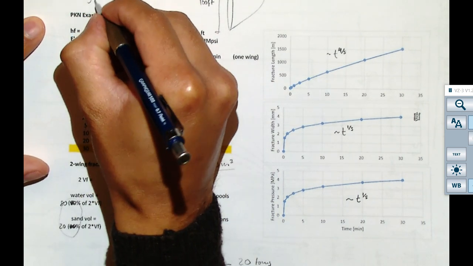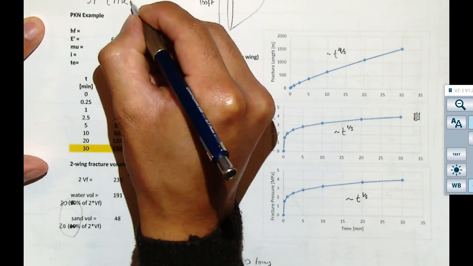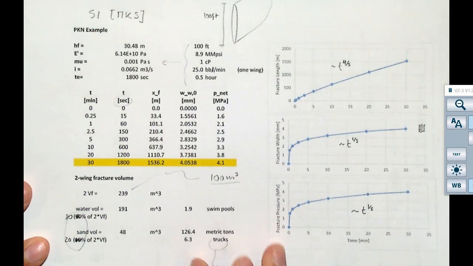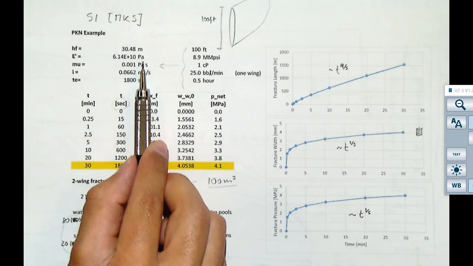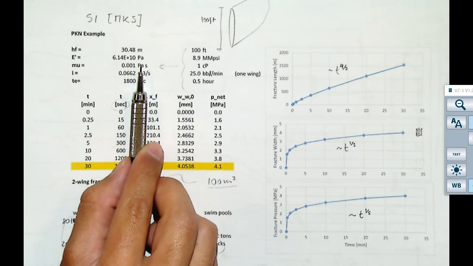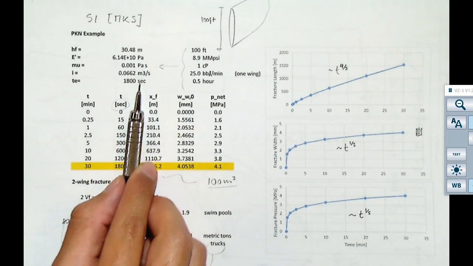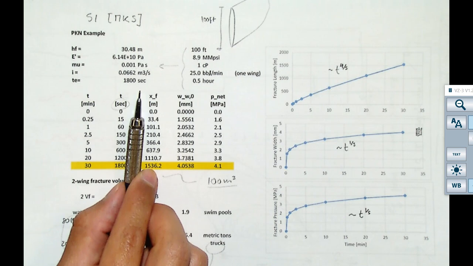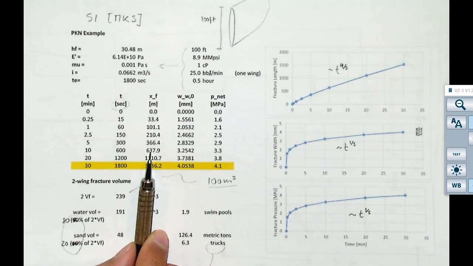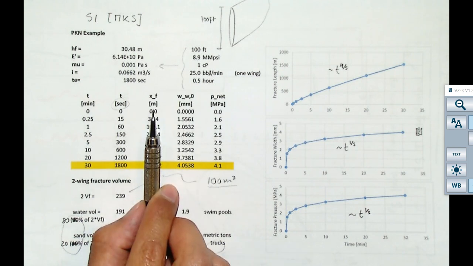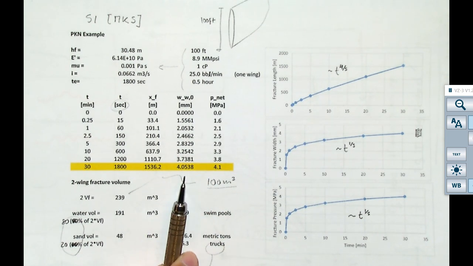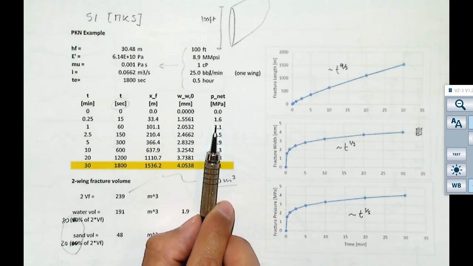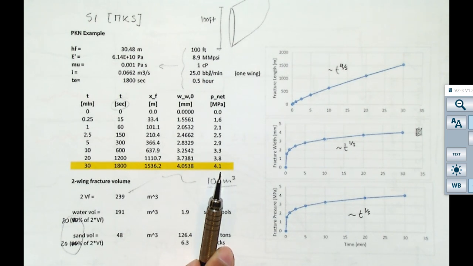Remember that SI unit, the basic one, also goes by MKS, which is meter kilogram second. So all the quantities here should be a combination of meter, kilogram, and second. Pascal it is, right, because it's kilogram divided by meter second squared, and all the others are just meter and seconds. So when you put all of those into here, you're going to get fracture half length in meters. You're going to get the width also in meters, but if you multiply by 1,000, it will give you millimeters. And you will get net pressure in pascals. But if you divide it by 1,000,000, you will get megapascals.